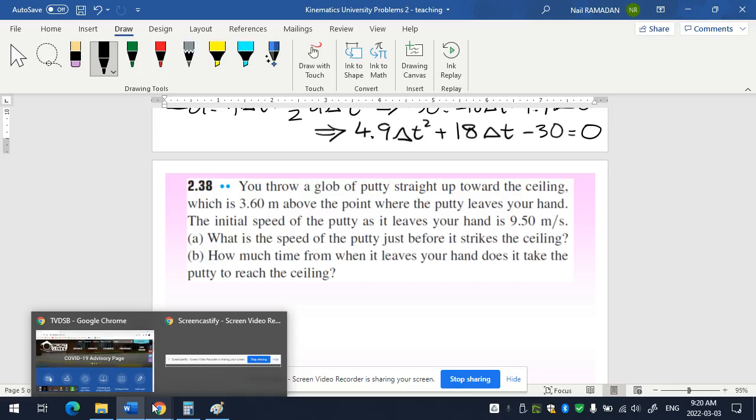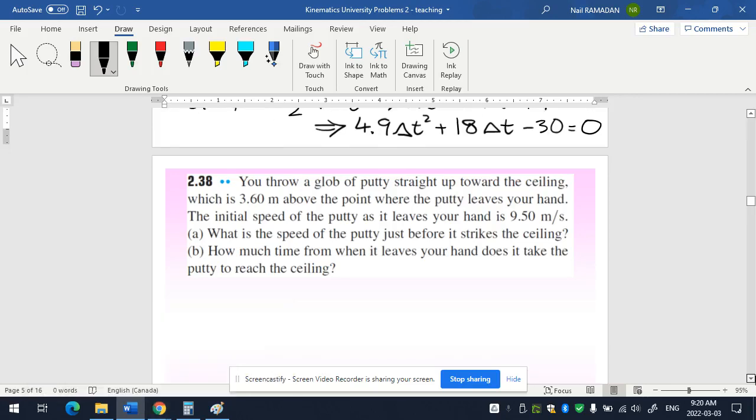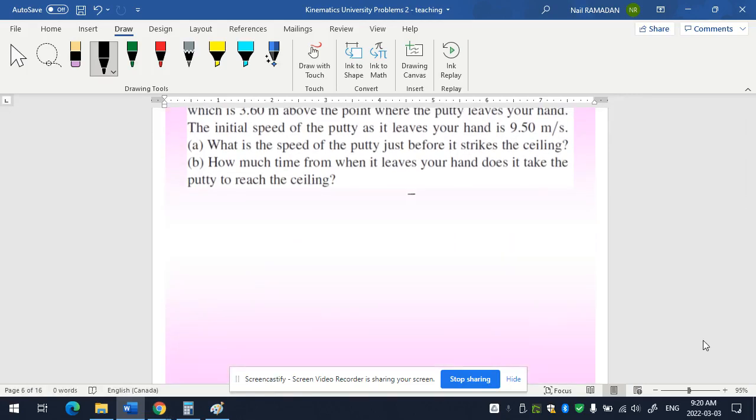How far is it going to travel before touching the ceiling? 3.6. Also, is it traveling up or traveling down? So it's a positive displacement. You got it. All right, let's do the first. Okay, so everyone, let's do a quick diagram. So here's the ceiling, and here's the launch point, and here is the what?